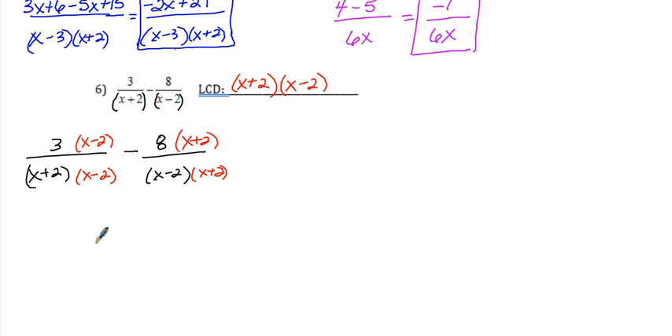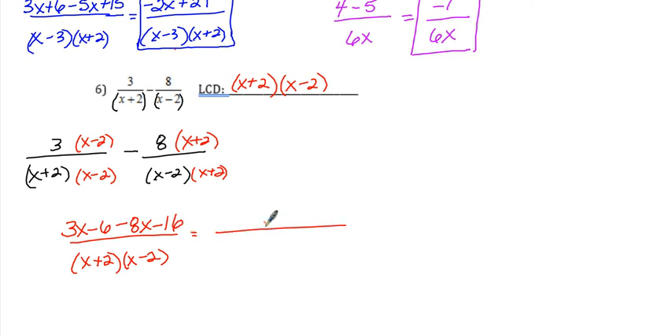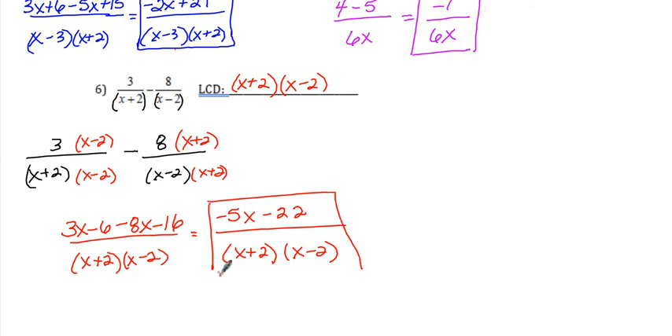Now that they're over a common denominator, I can start combining them. Distribute the 3, 3x minus 6. Distribute the negative 8, negative 8x minus 16. And then combine your numerator terms. Drag the denominator along for the ride. Combine like terms on the top. Combine your constants. And that is your final fraction. That's your combined fraction, this fraction minus that fraction.